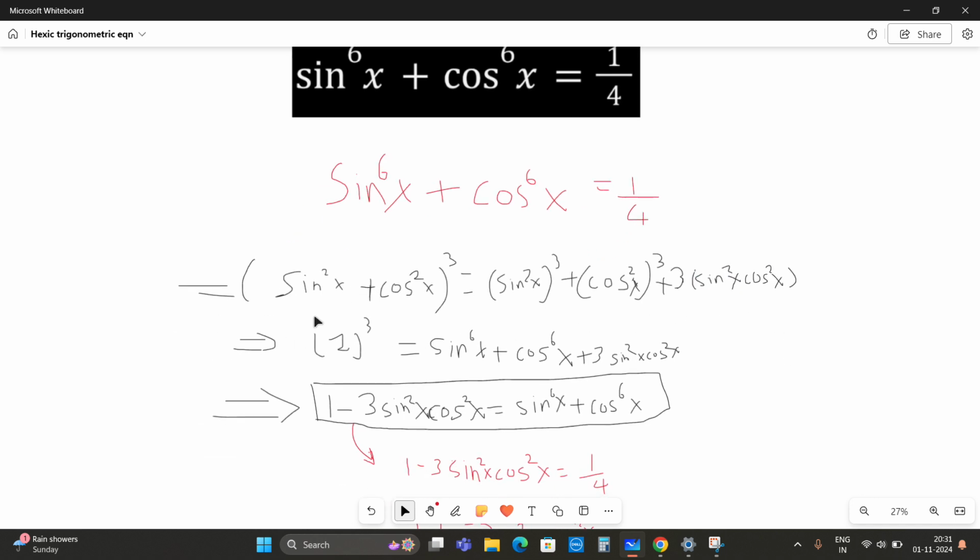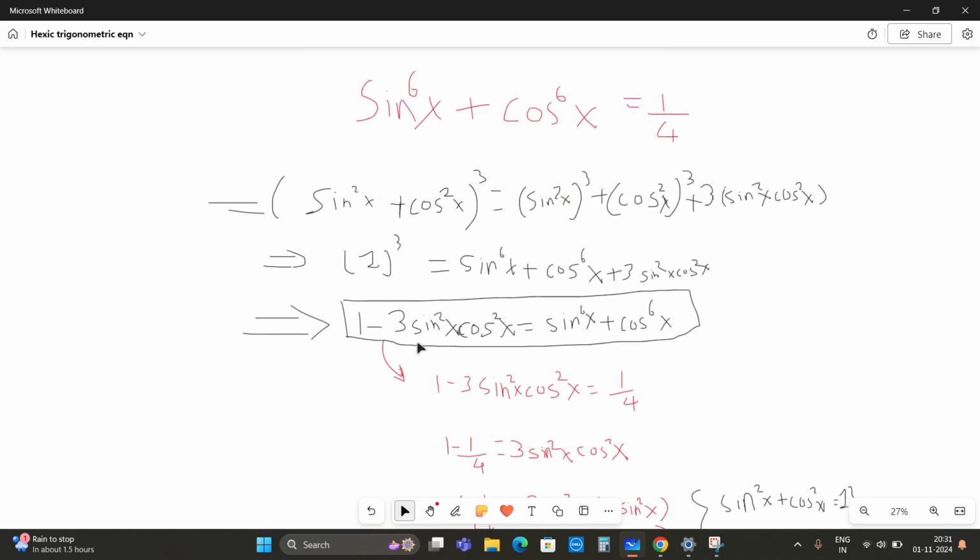Simple enough. Sin^2 x plus cos^2 x equals 1 by the trigonometric identity, and this 1 cubed equals sin^6 x plus cos^6 x, because (sin^2 x)^3 is sin^6 x and (cos^2 x)^3 becomes cos^6 x, plus 3 sin^2 x cos^2 x times (sin^2 x plus cos^2 x). I have not written that because that just equals 1. So 1 equals sin^6 x plus cos^6 x plus 3 sin^2 x cos^2 x.